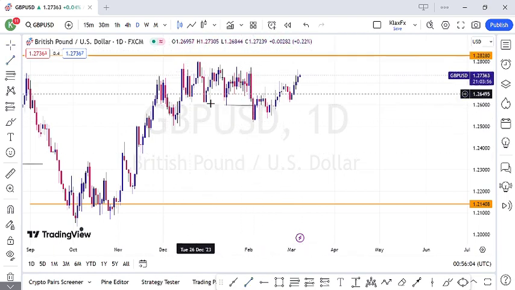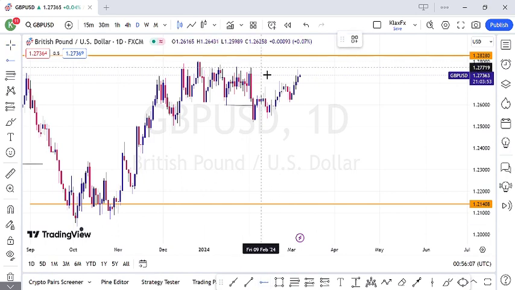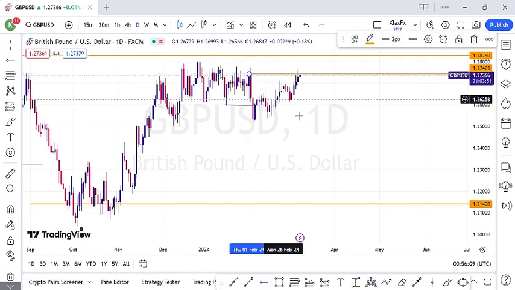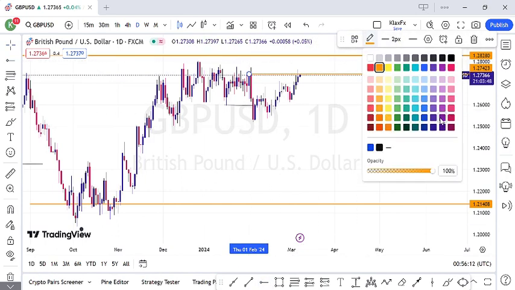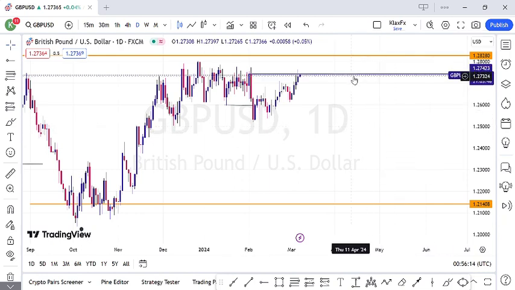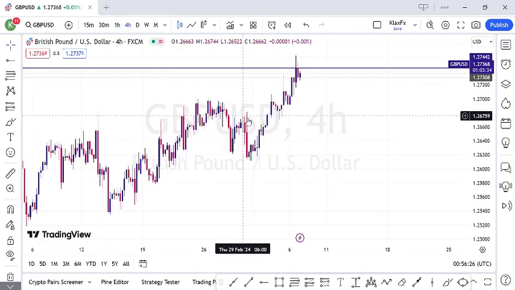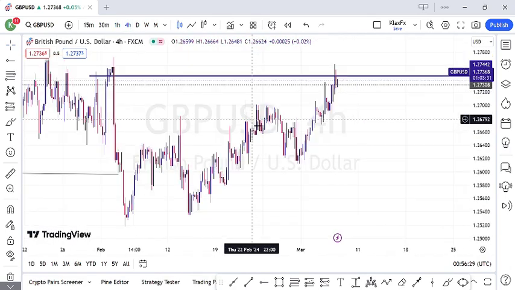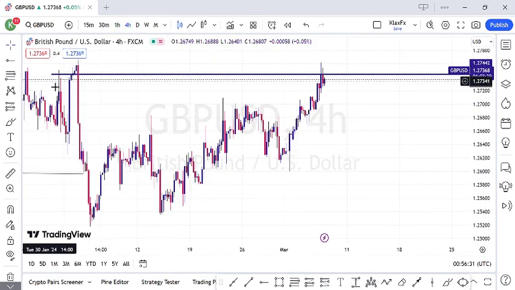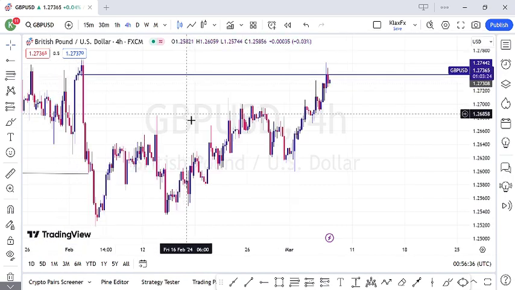Then where is my SNR? I have this daily SNR here, which is this one. This is my daily SNR. So when I move down to my lower time frame, let's say the 4-hour time frame, on the 4-hour time frame, I can refine this SNR, or I can leave it like this.